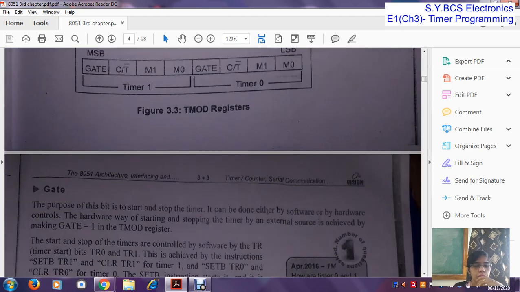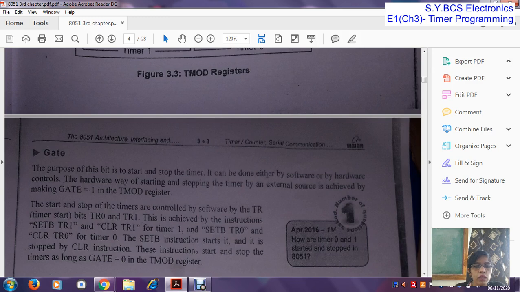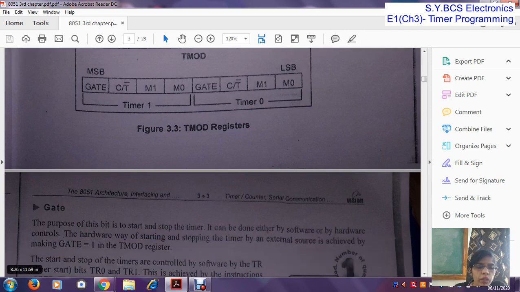Now the gate bit. The purpose of this bit is to start and stop the timer. It can be done either by software or by hardware control. The hardware way of starting and stopping the timer by an external source is achieved by making gate equal to 1 in the TMOD register. When we use the hardware way, the gate bit is made logic high.